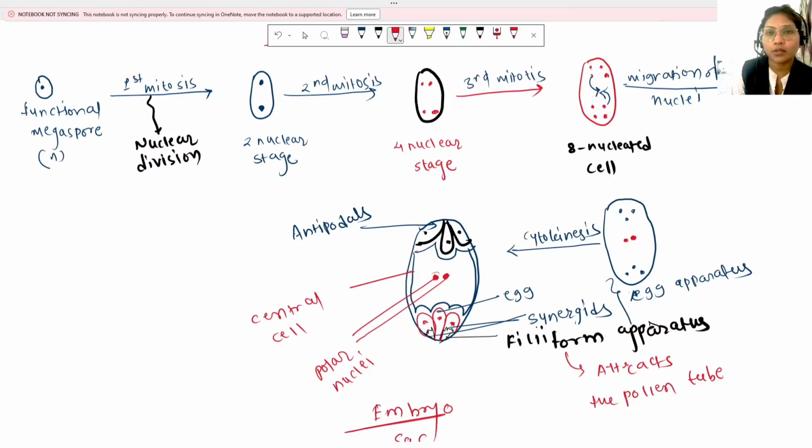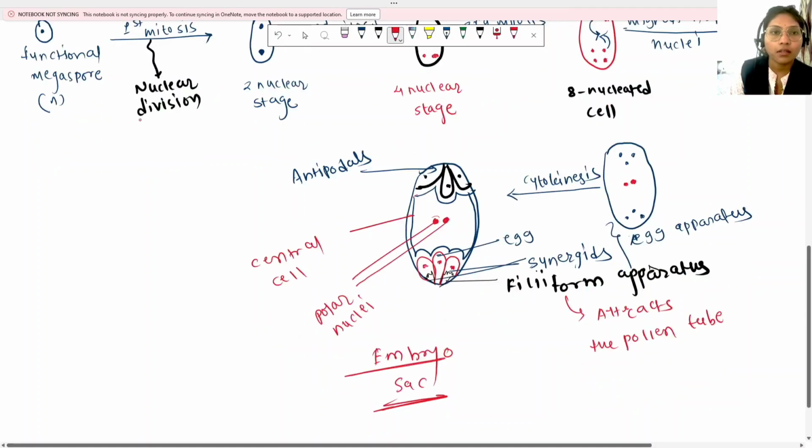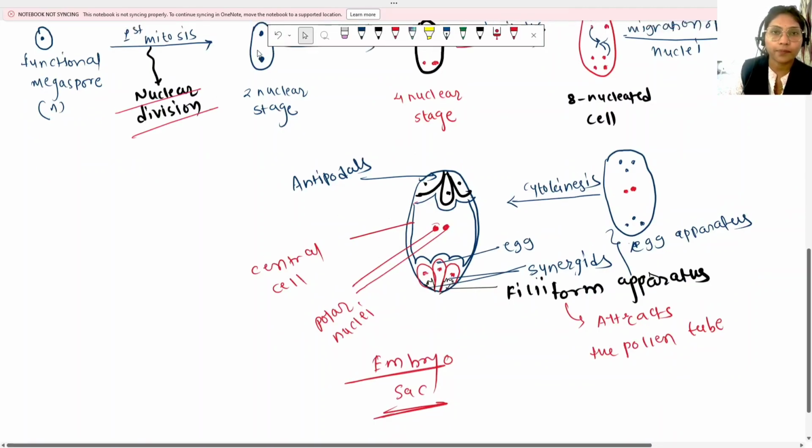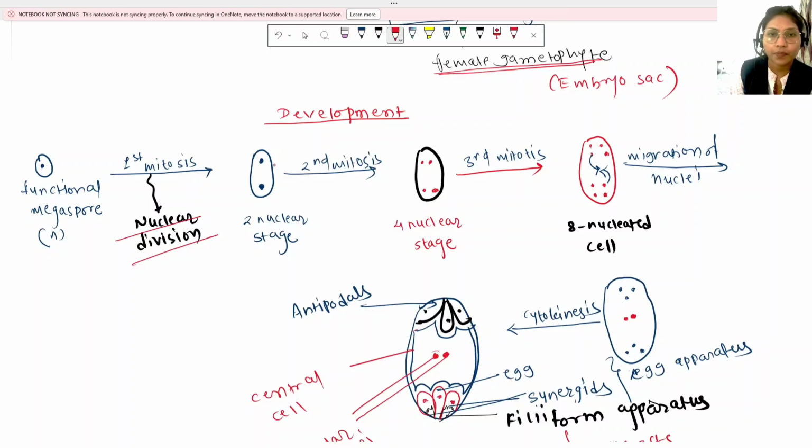The functional megaspore will undergo a series of mitosis, three consecutive mitoses. The first mitosis will form the 2 nuclear stage. Here nuclear division will occur first. After that, this 2 nuclear stage will undergo second mitosis to form the 4 nuclear stage, and the third and last mitosis will form the 8 nucleated stage.